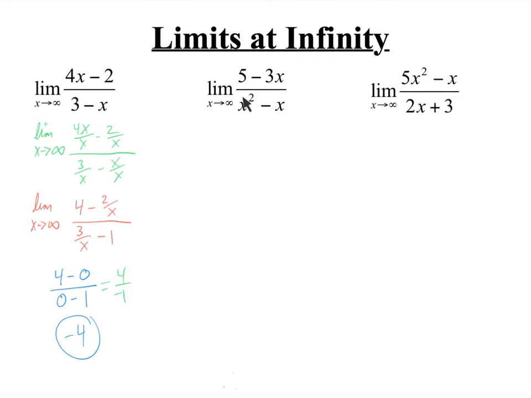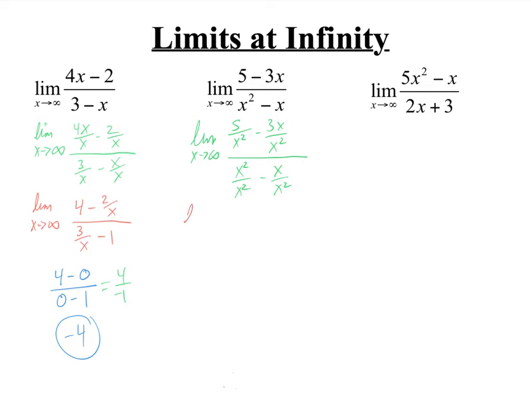So for this one, when I plug in infinity, I get another infinity over infinity. So that's called indeterminate. So I now have to divide top and bottom by the highest degree in the denominator. The highest degree in the denominator is x squared. So what I have now is the limit as x approaches infinity. I'm going to take 5 divided by x squared minus 3x divided by x squared, all over x squared divided by x squared minus x over x squared.